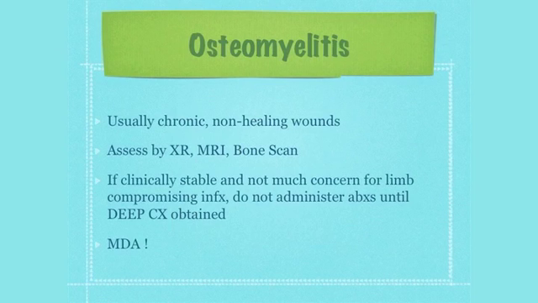Osteomyelitis, think about osteo in a chronic wound that's non-healing. You can assess for evidence of osteo by plain films. I would start with that. An MRI is also maybe helpful as well, or a bone scan. If the patient looks stable, you can wait until you get a good deep tissue sample and send it for culture and gram stain. This is the MDA, the multidisciplinary approach.